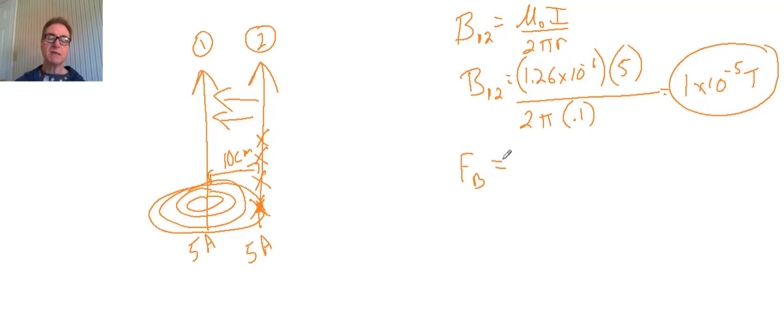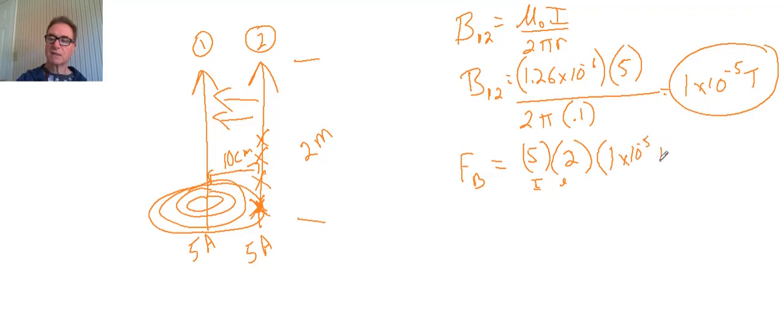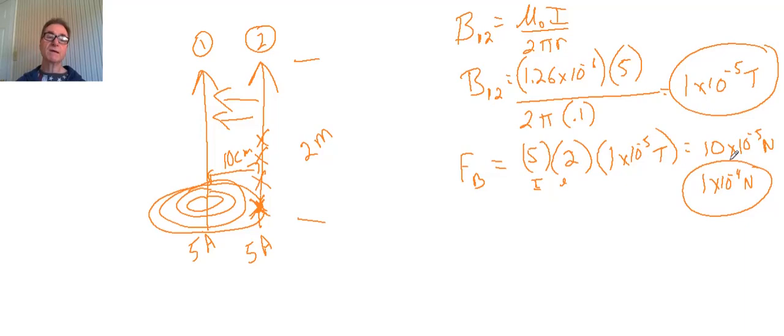Well, it's going to be I times L times B times the sine of theta. At this point, the field is directly into the page, so theta is 90 degrees, and sine of 90 is just 1. So it's I, which is 5 amps, times the length of the wire. We didn't say what the length of the wire is, so let's say that the length is equal to 2 meters. So it's 5 times 2 meters, that's I times L, times B. B is 1 times 10 to the minus 5th Tesla. When we do that calculation, it's 10 times 1, so we get 10 times 10 to the minus 5th newtons, or 1 times 10 to the minus 4th newtons. That's the force acting on wire number 2 due to wire number 1.